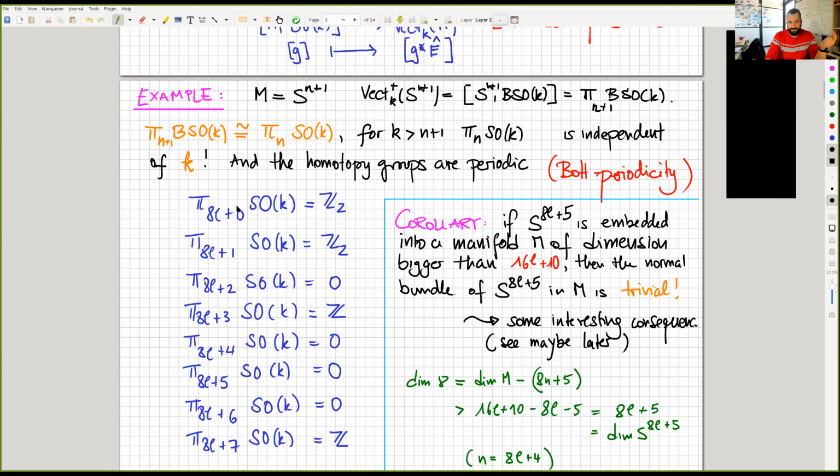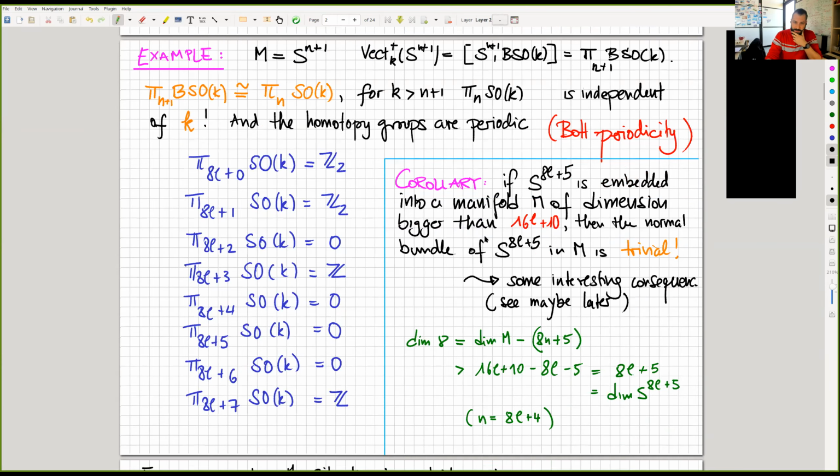So you see here, for example, over a sphere of dimension 8L+1, there can be only two vector bundles, the trivial one and the one which is not trivial, because it is a Z_2 factor. And here you get Z_2's and here you get Z_2's. Keep in mind that we are in the stable range only, right?